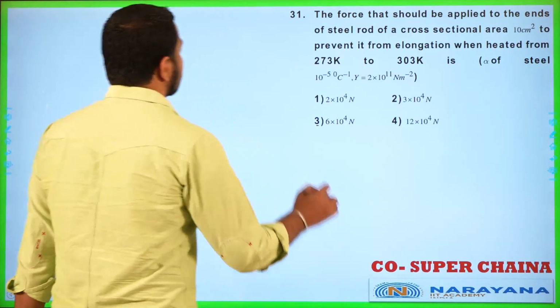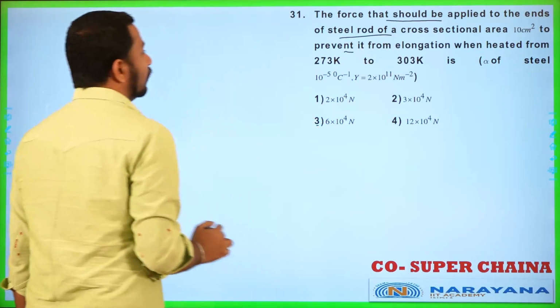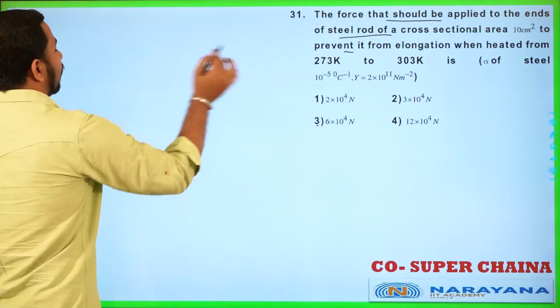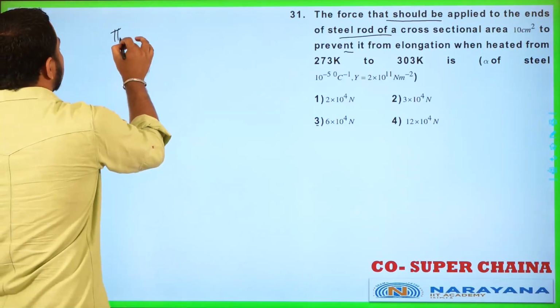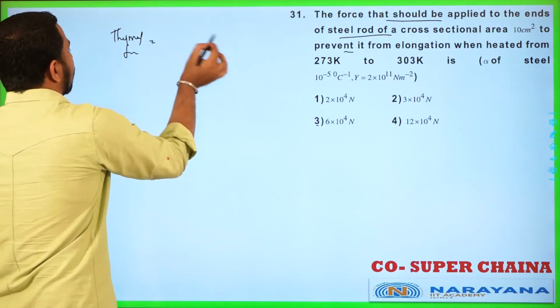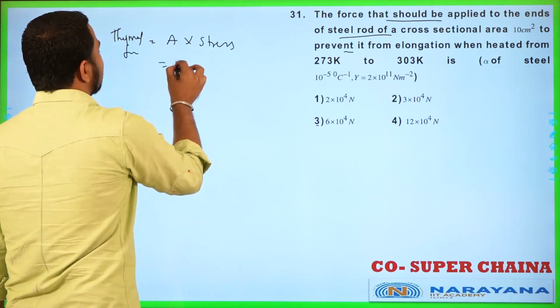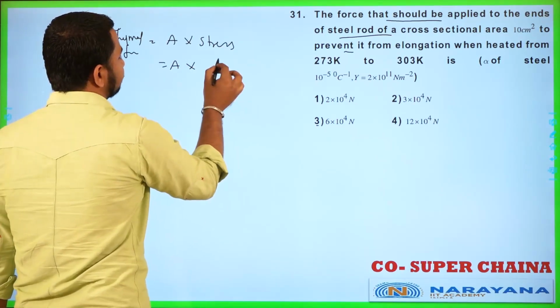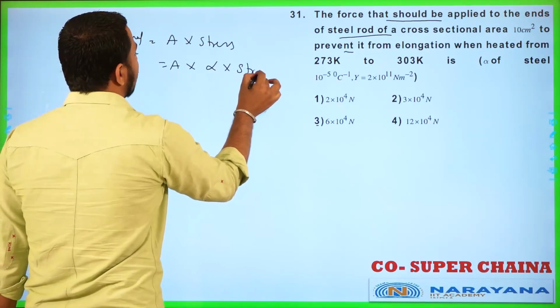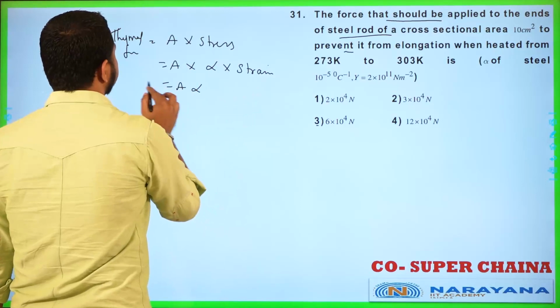The force that should be applied on the steel rod so that it will be given this. So the thermal force we have to calculate. Thermal force will be equal to A times stress. Yes, and stress can be written as Young's modulus into strain.